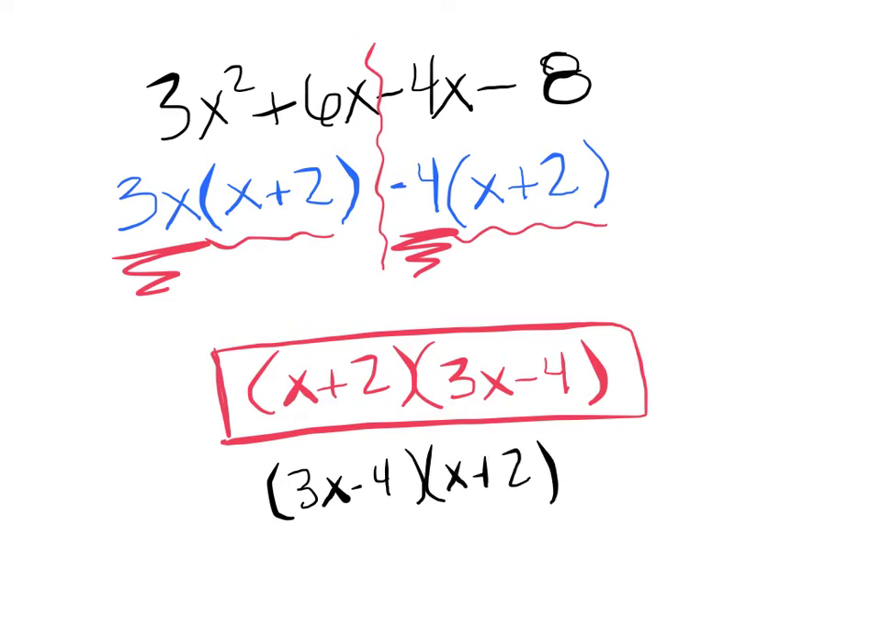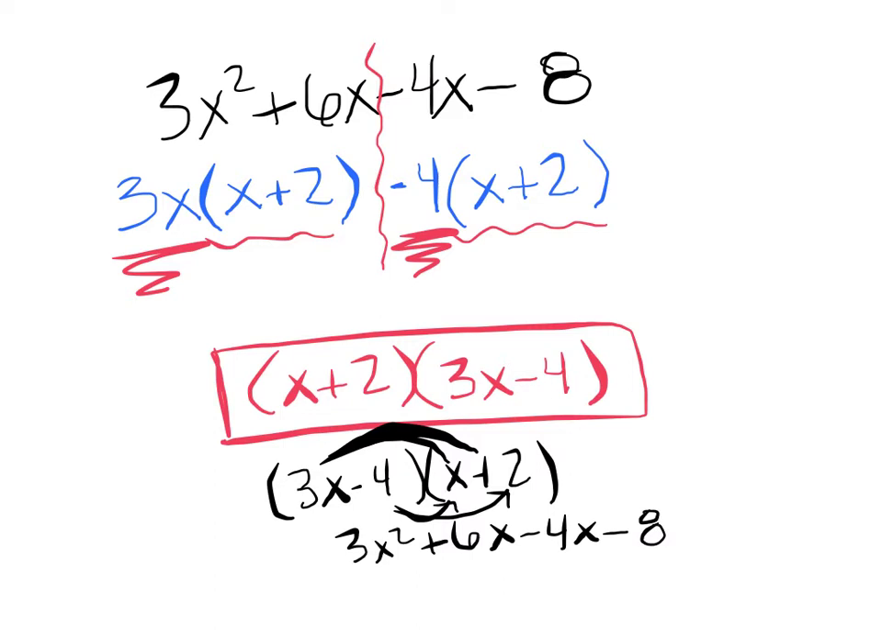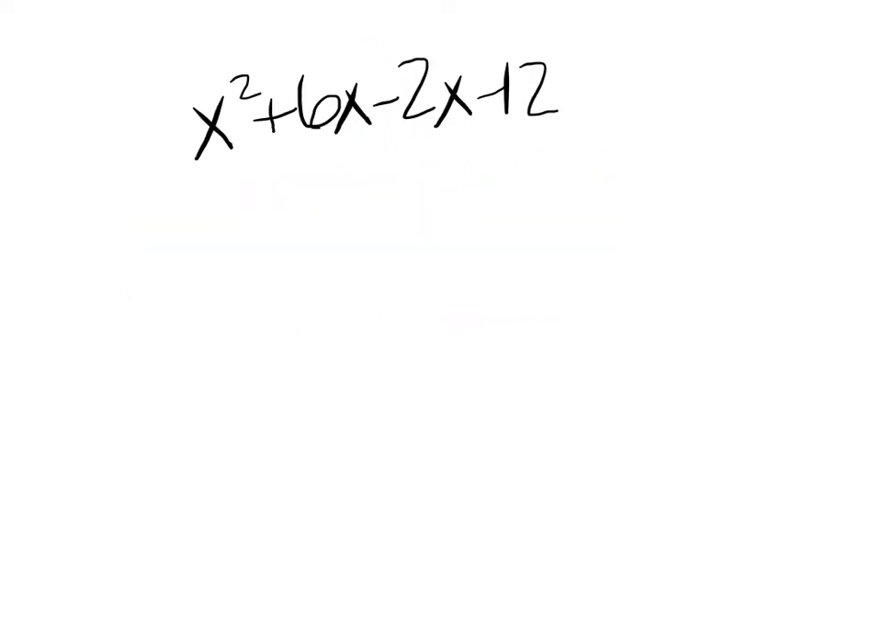How do I know if I did this right? Well, you can go back using double distribution. 3x times x is 3x squared. 3x times 2 is 6x. Negative 4x. And negative 8. We did it.